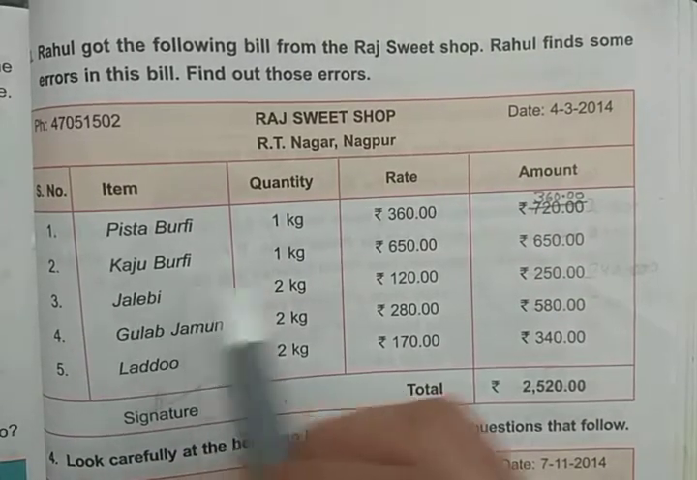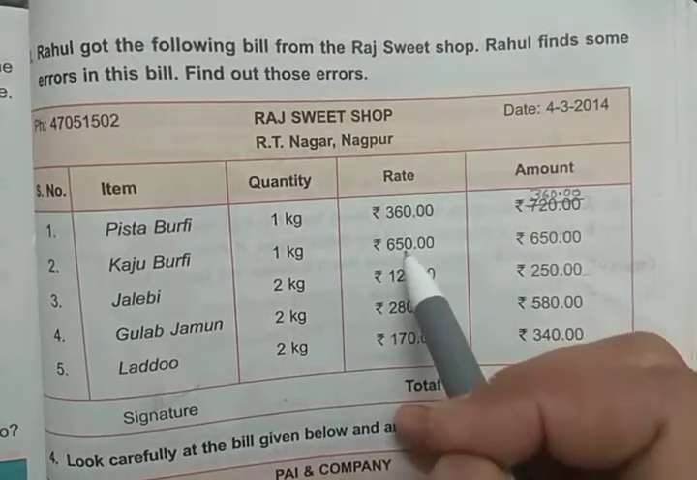Next is kaju barfi. 1 kg was purchased and its rate is 650 rupees.